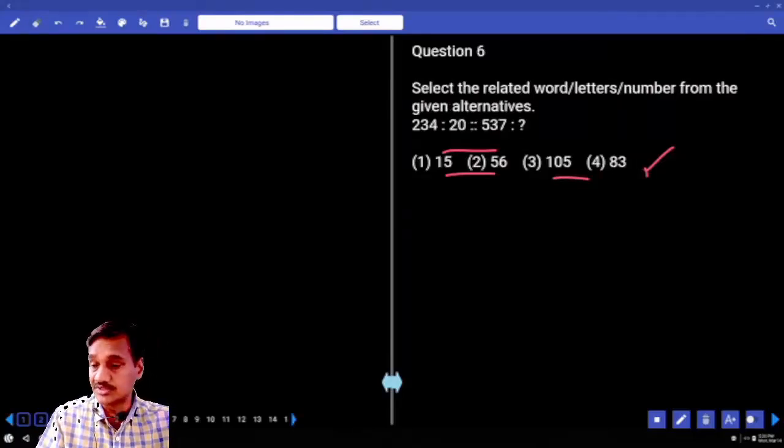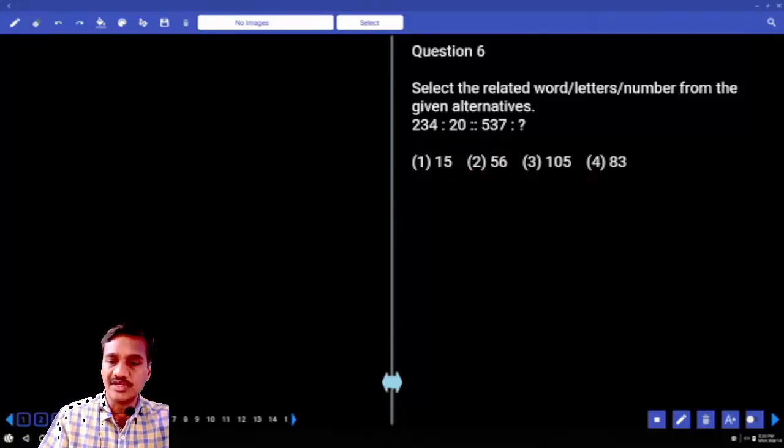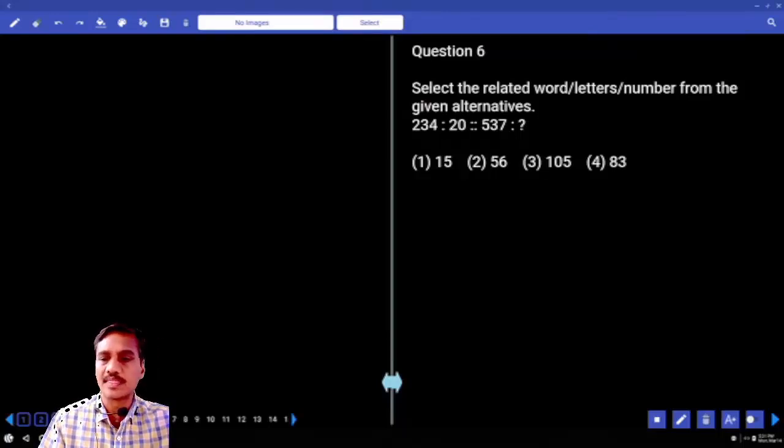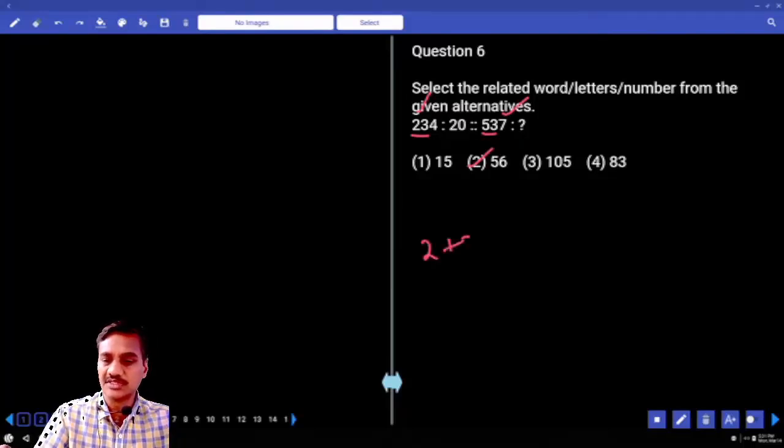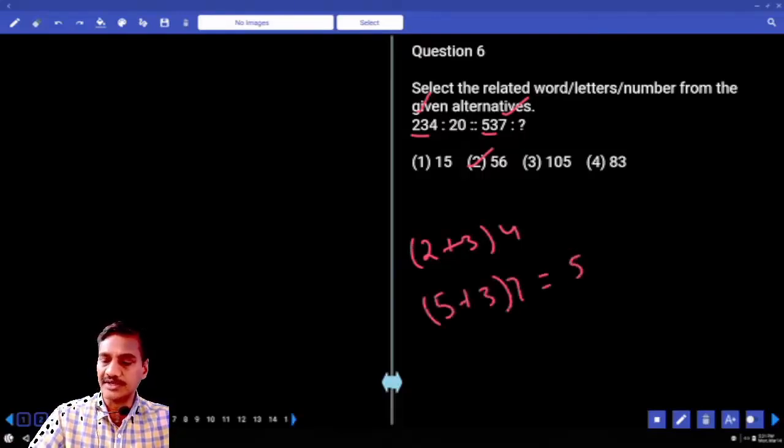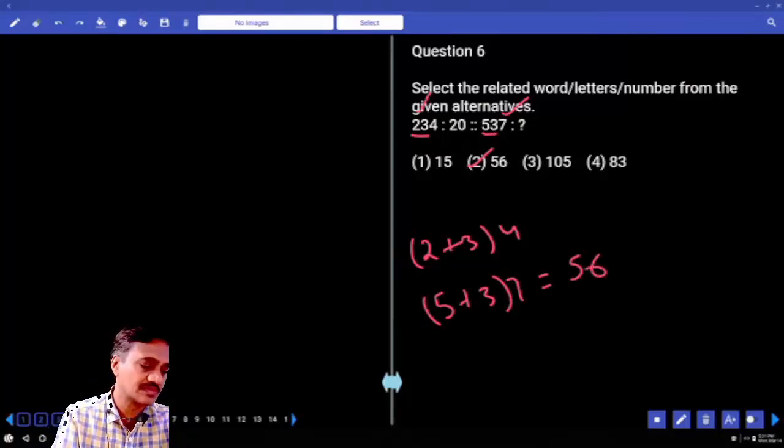Then coming to question number 6. Now sixth one, any answer to this one? Now 234 is 20. So how can you express this 234 as 20 here? Now 2 plus 3, 5 into 4. The sum of the first two numbers, the product is 4. And 5 plus 3 into 7 is how much? 56. The sum of the first two digits is multiplied with the third number. Similarly 5 plus 3 is 8, 8 into 7 and it is 56. Choice 2, question number 6.